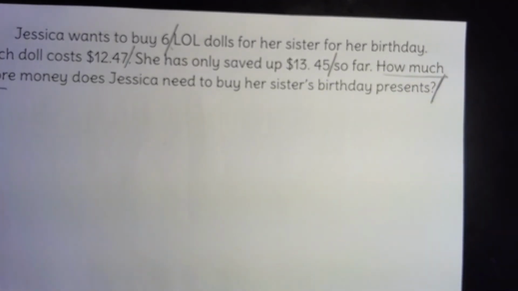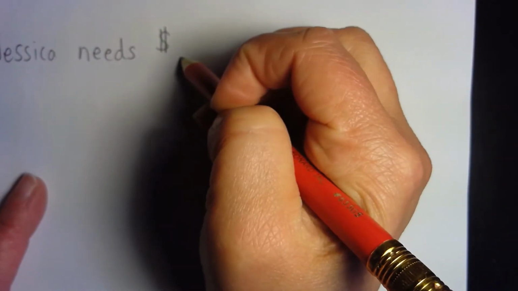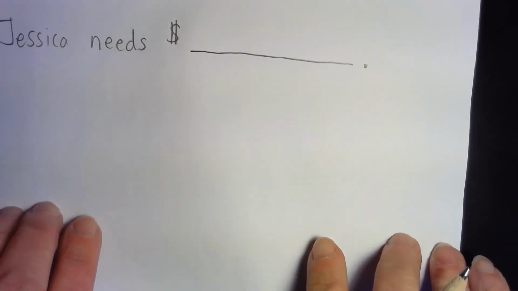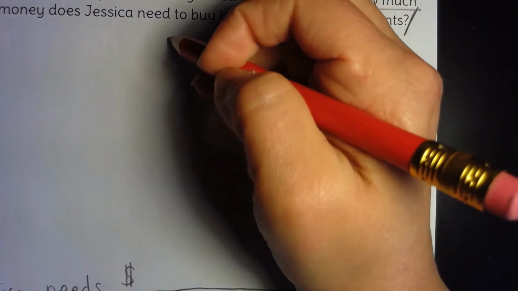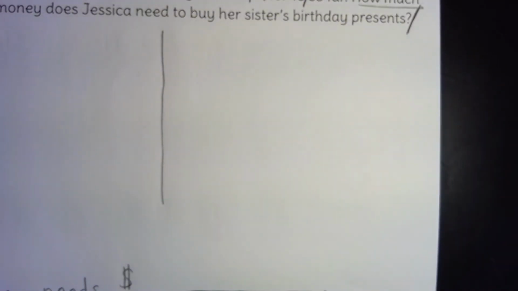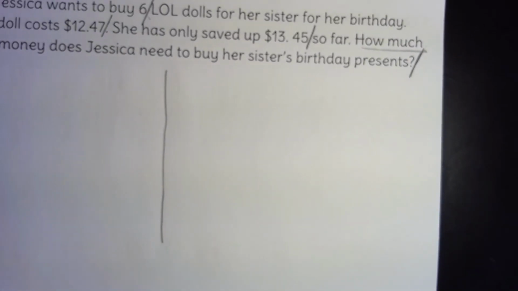Chunk. First things first, answer statement. If the question is how much more money does Jessica need to buy her sister's birthday presents, Jessica needs, I'll do a $, blank, more money. Okay? So now I'm seeing more than 2 numbers, so I can bet it's at least a 2-part problem. So now that I've done my answer statement and I've split my workspace, I'm going to stop and have a think. Okay, what do I know?